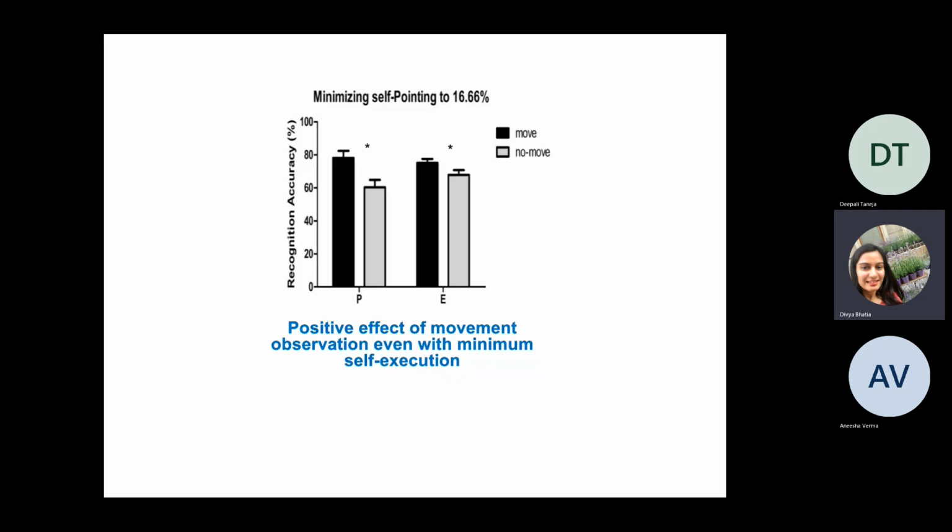So the least I would go was the 16 trials out of 96 because of the counterbalancing and everything. That becomes 16.66% of the trials. So that means now in 16.66% of the trials, P appears, and whatever is left, E appears. That means the participant only performs the movements for 16.66% of the trials. And the effect is still there. So this means that some sort of involvement from the participant is important.